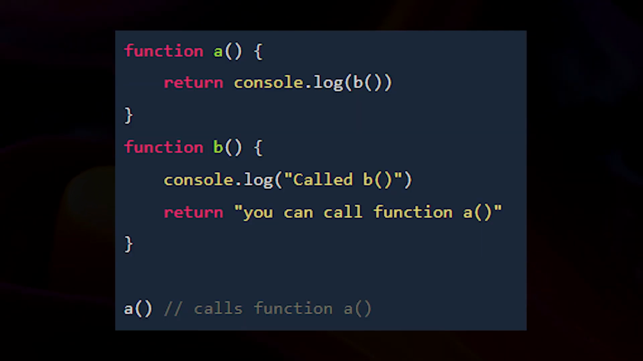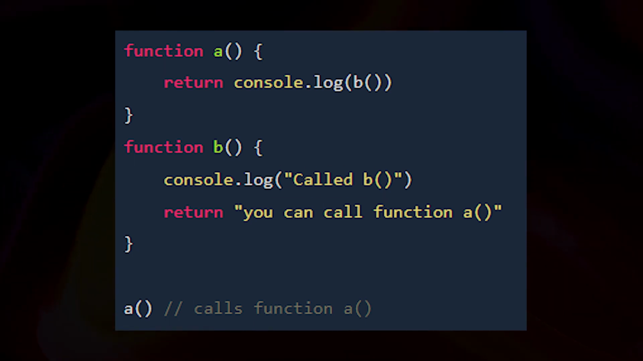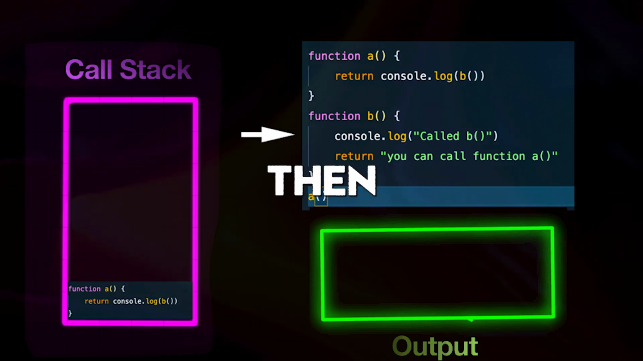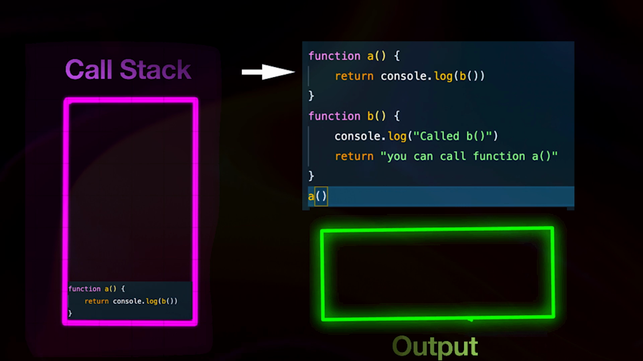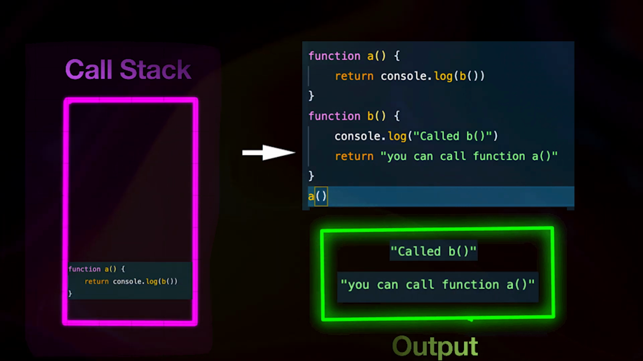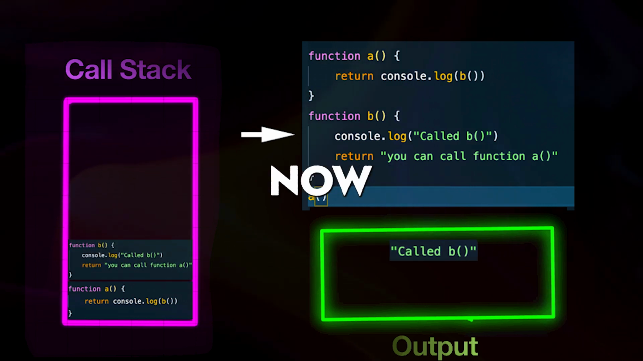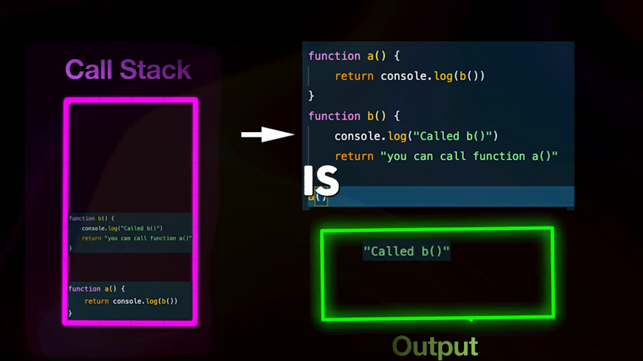Have a look at this code snippet and let me know what is the output. The last line calls function A. This creates an execution context, and then this context is pushed to the stack. Function A calls function B, and another execution context is pushed to the stack. Currently, we have two contexts. Now we're inside function B, and the output "called B" is logged.